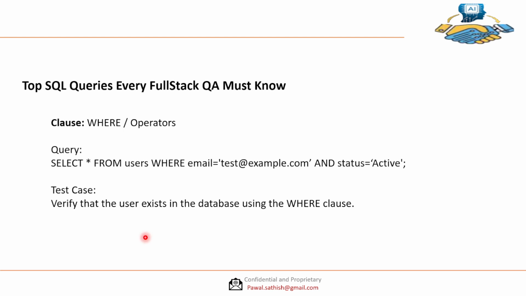Next clause is the where clause and the operators. We can use the and, or, not operators along with the where condition. Here is the syntax: select star from users where email address is equal to email address value and status is active. We are covering the test case: from backend, verify that the user exists in the database using the where clause.